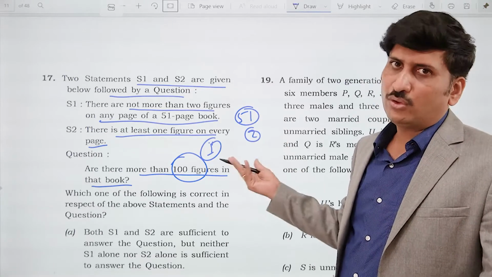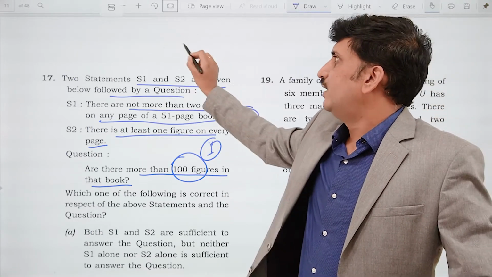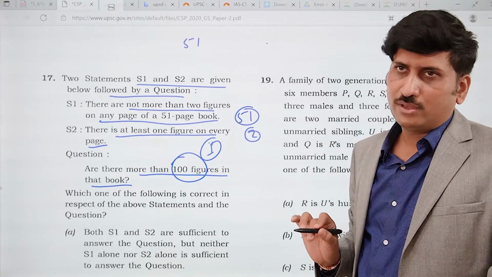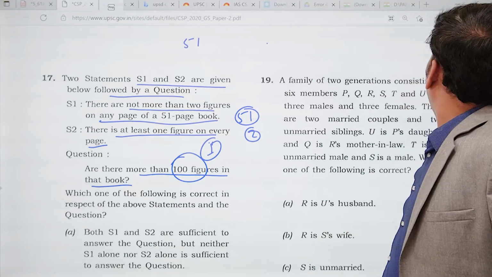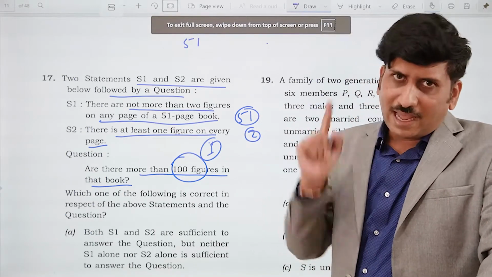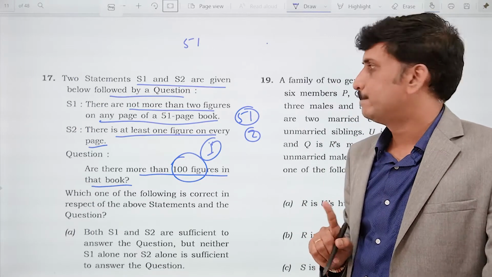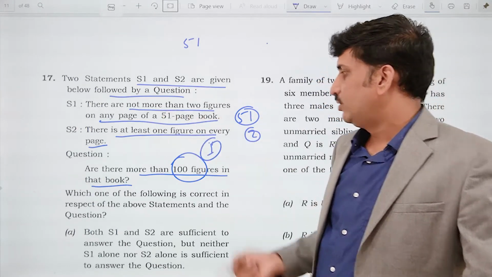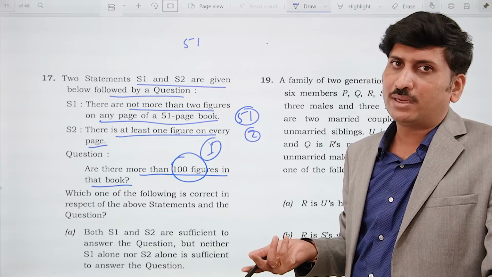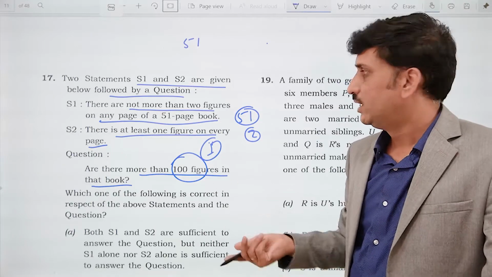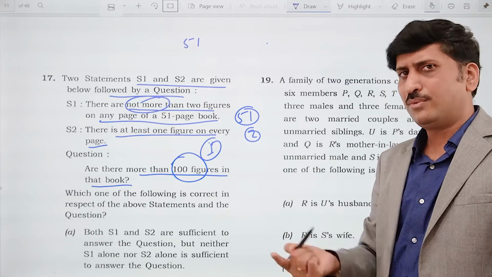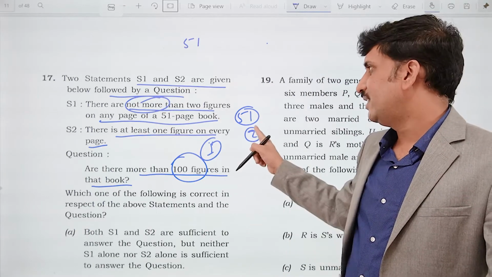So if you are solving this, assume that only one figure is there on each page, because they are saying at least one will be there. That means we can guarantee that 51 figures are there, and they are saying not more than two figures. How can we say that? Where two diagrams are there, we don't know. Anywhere it is given, they are saying not more than two figures, so it may be one. Guaranteed we can say 51.